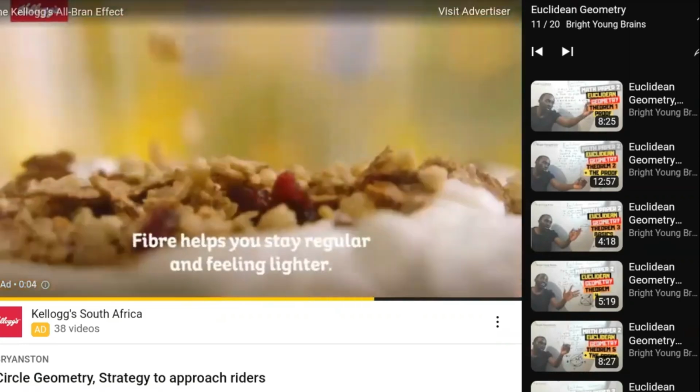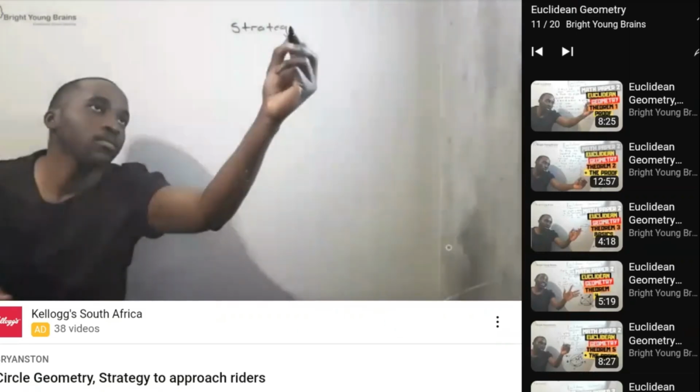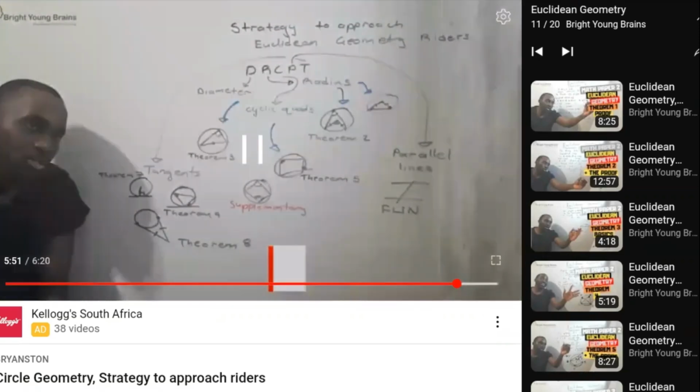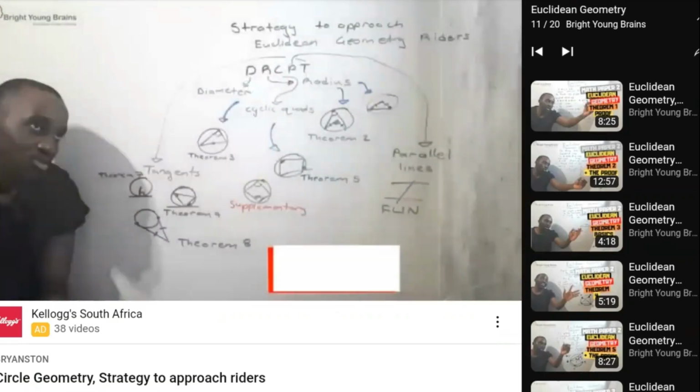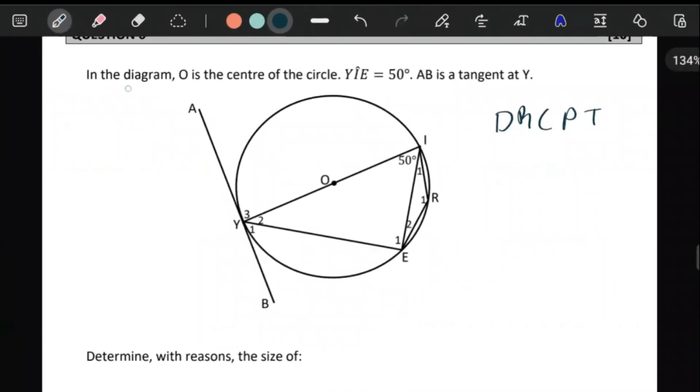That's going to help you to remember the different theorems that you have when it comes to your Euclidean geometry. So as you can see here, this is the essence of DRCPT, Dr. Cape Town: diameter, cyclic quads, radiuses, parallel lines, and tangents, because you basically have theorems for each of those things. In our case here, we have, let's see, the set in the diagram, O is the center. So we have a center, meaning we already have a diameter visually. So the moment we have a diameter, this is 90 degrees.